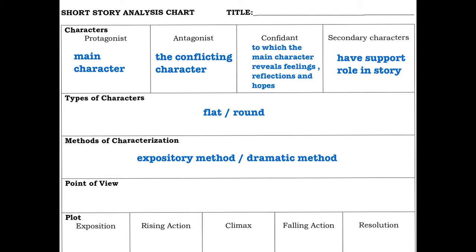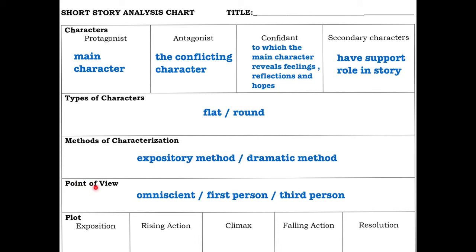Characters' personalities are revealed in two different ways. These are called the methods of characterization. The first one, expository method, is where you will learn about the characters in the story through what the narrator says about them and also through what other characters present in the story say. Then dramatic method is the way you will learn about the character through his actions and behavior.